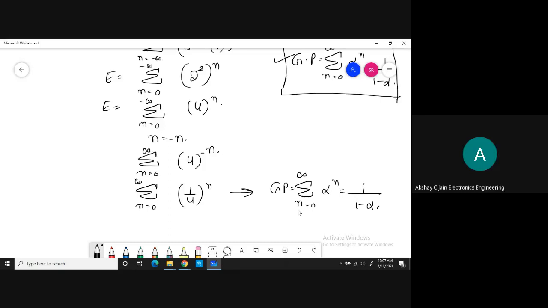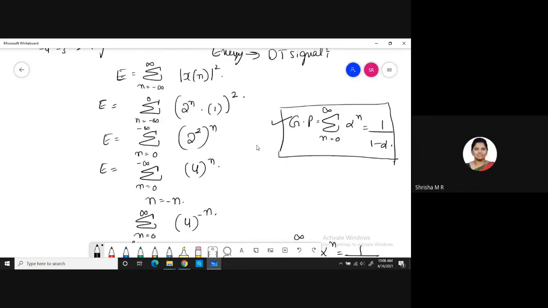Yes, ma'am. So now you solve it. It is in the form of alpha to the power of n, so the next step would be 1 by 1 minus 1 by 4. So what do you get? It's 4 by 3 joules. Clear, everyone? Is it clear? Yes, ma'am.